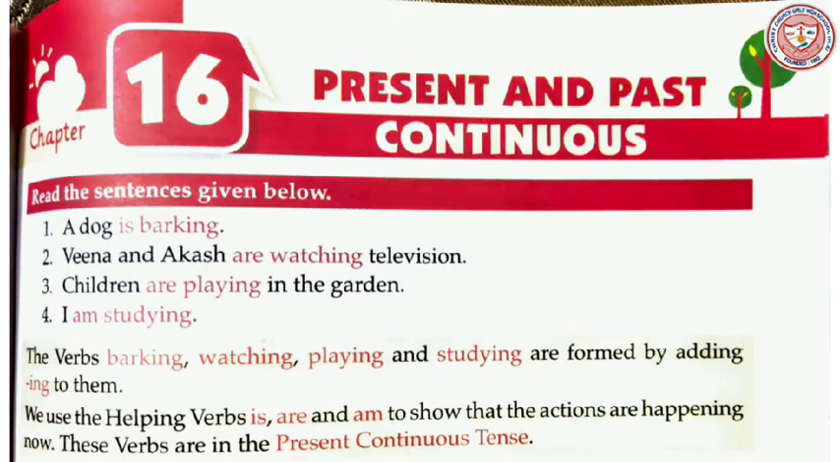Now look at the book. Read the sentences given below. Number 1. A dog is barking. Number 2. Veena and Akash are watching television. Number 3. Children are playing in the garden. Number 4. I am studying.